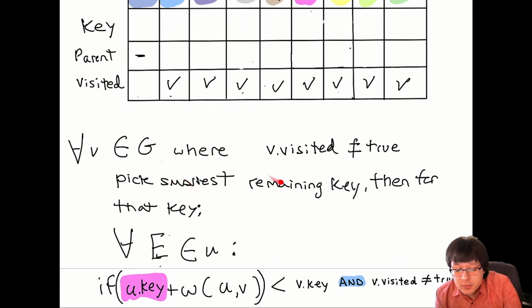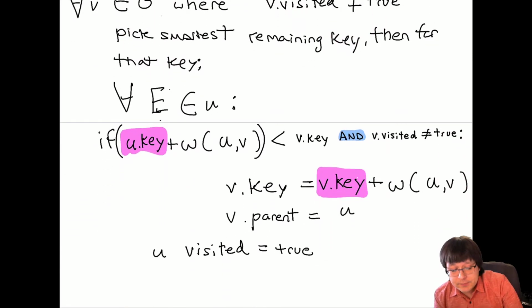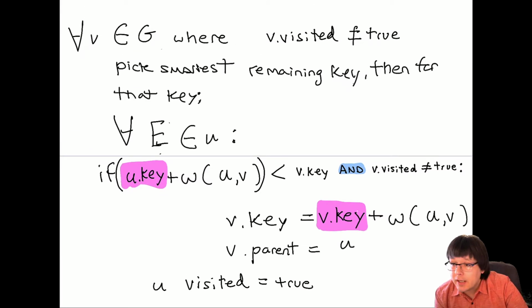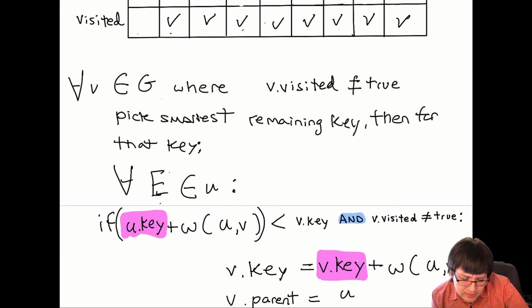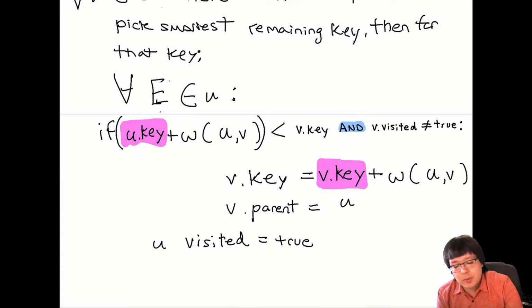You go ahead and pick the smallest remaining key. So pick the smallest number in this key row here. And then for that key, this is what you're gonna do. Now we're looking at the edges. So for all the edges that belong to this specific key, which we are going to refer to as u, okay? So this must be belonging to u.